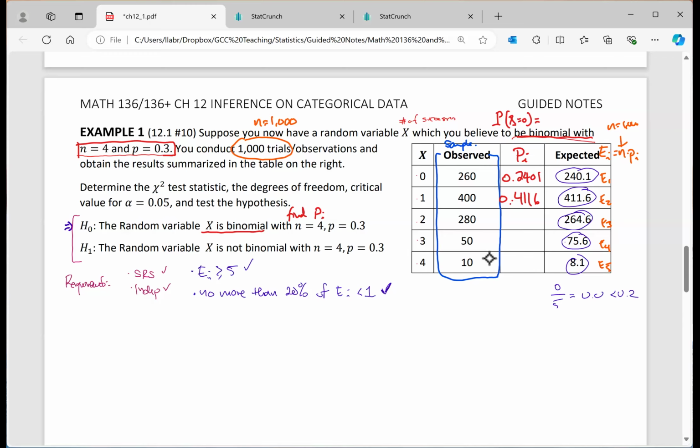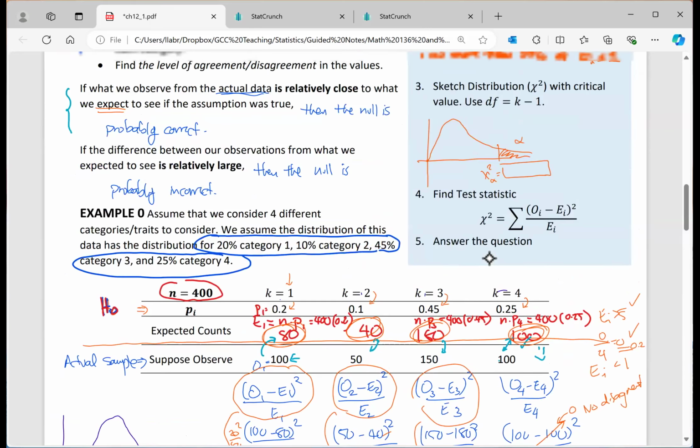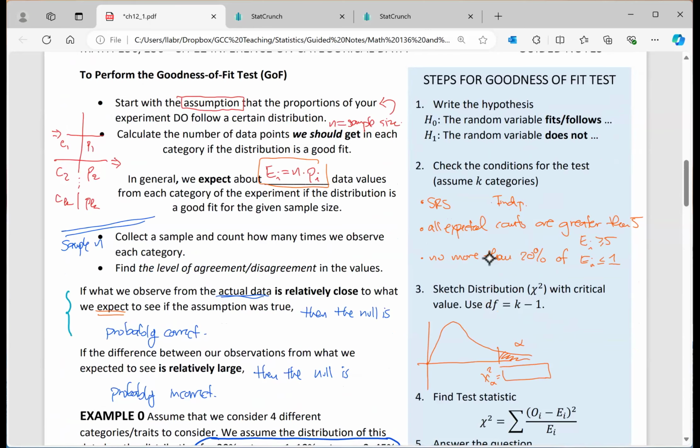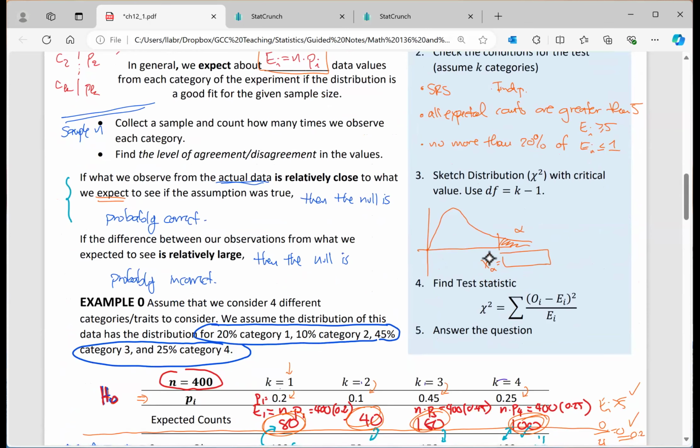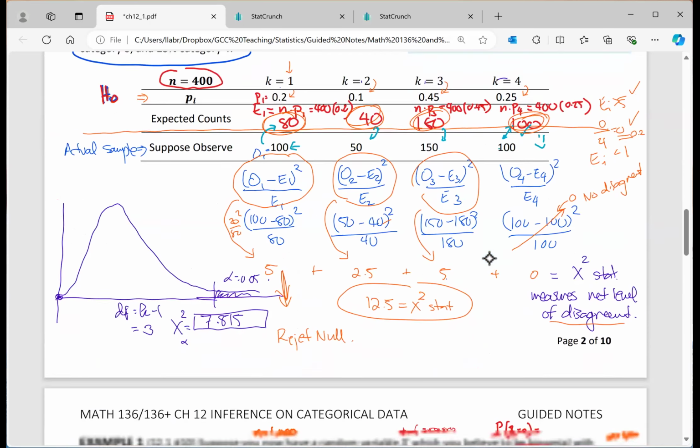If you do have categories less than 1, just count them, look at the proportion, and check that the proportion is less than 0.2. We'll see an example later on about what happens if that's not true. Anyway, let's continue because we've met the requirement. Notice I'm just going down this little checklist. We've got the hypothesis, the conditions for my test, and now I just need to sketch my distribution, find the critical value, and then the test statistic.